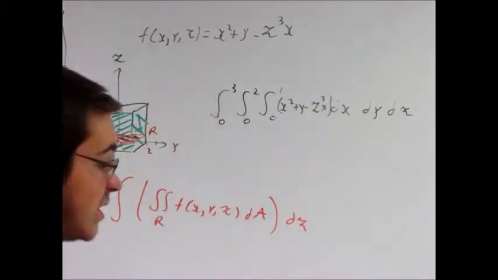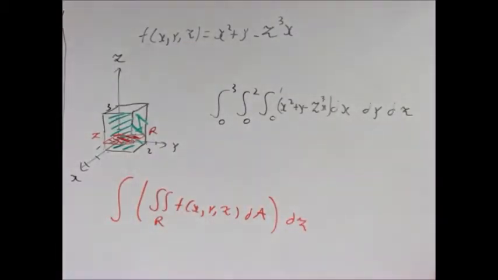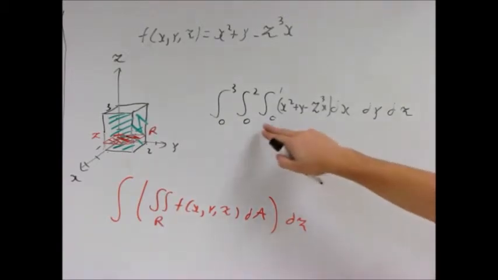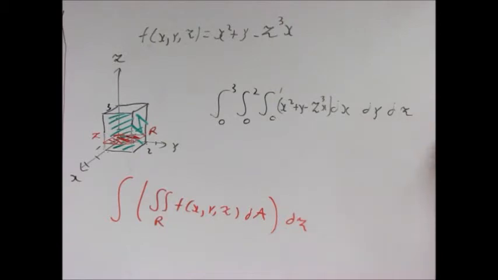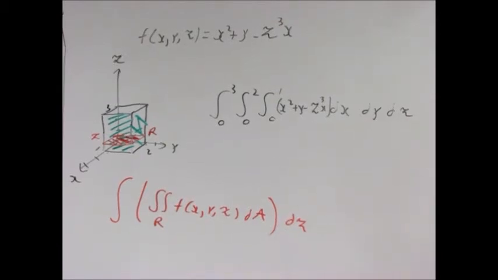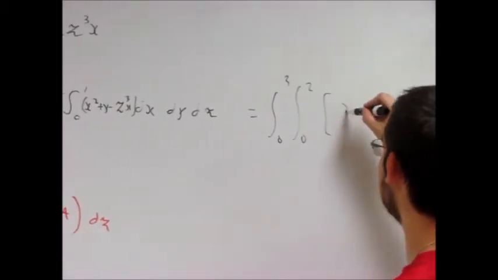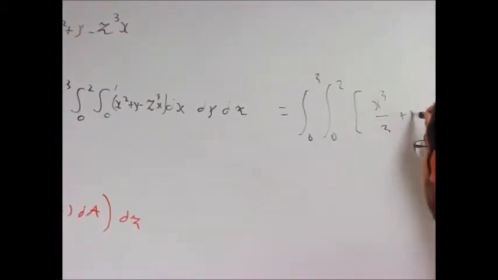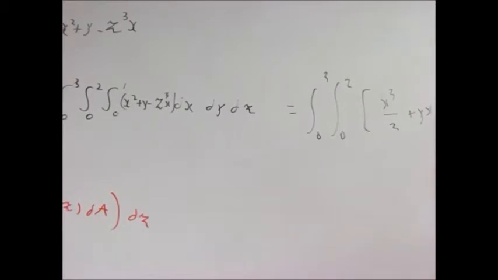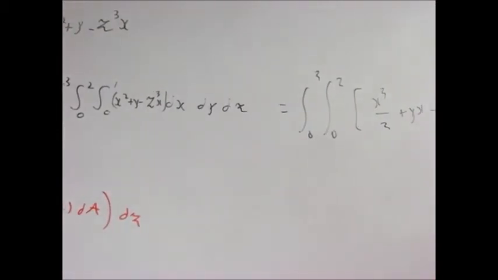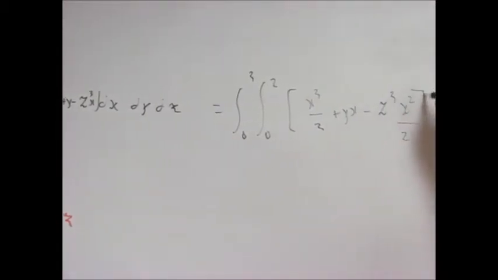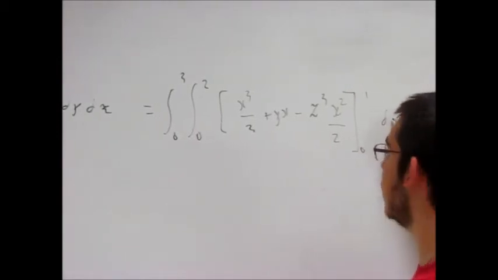So of course, we just do the same process that works from the inside out. So 0 to 1 dx, the outside stays the same. x squared becomes x cubed over 3, plus yx minus z cubed x squared over 2, from 0 to 1.